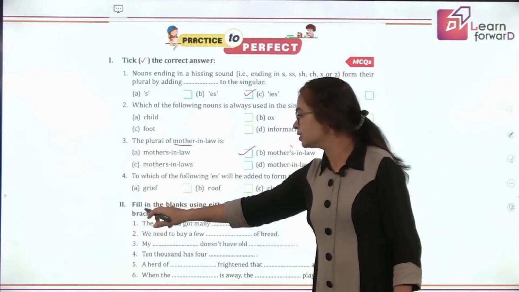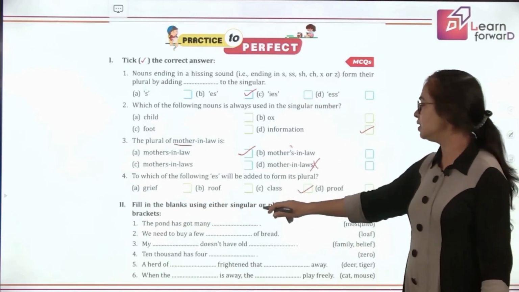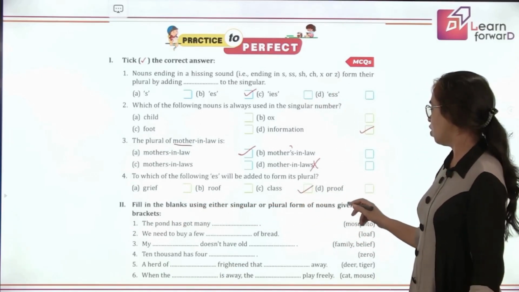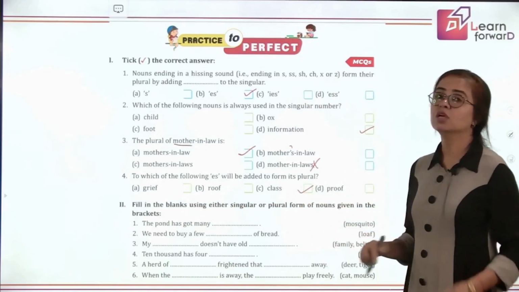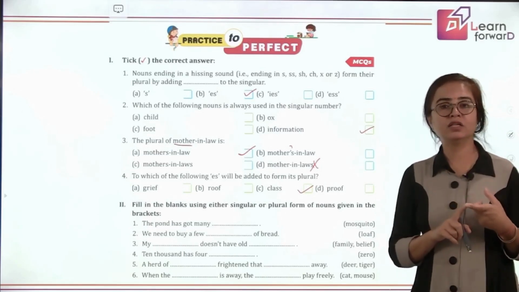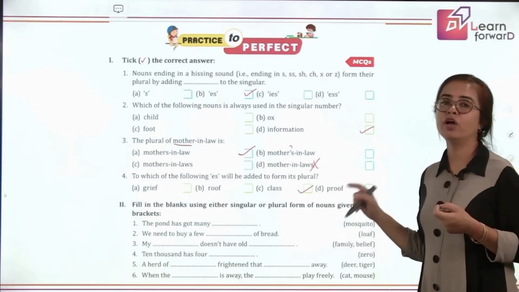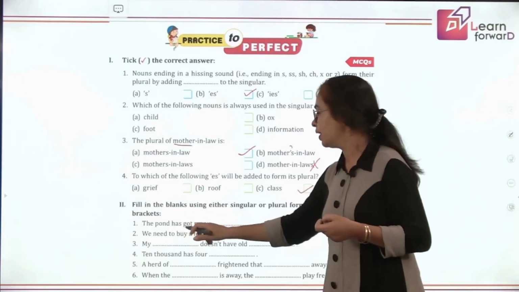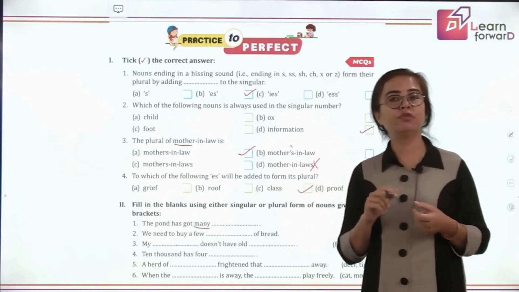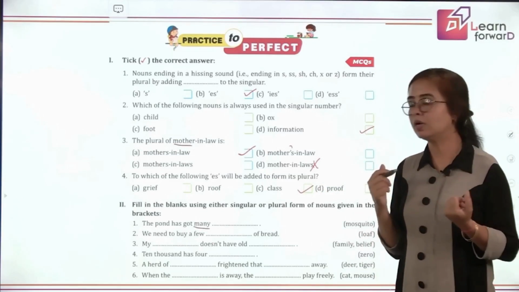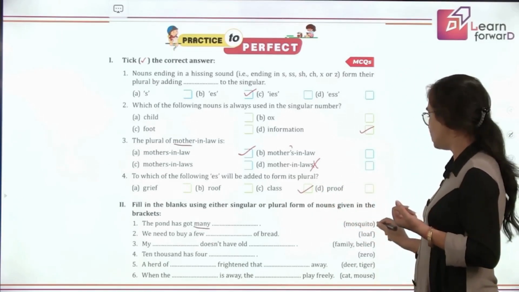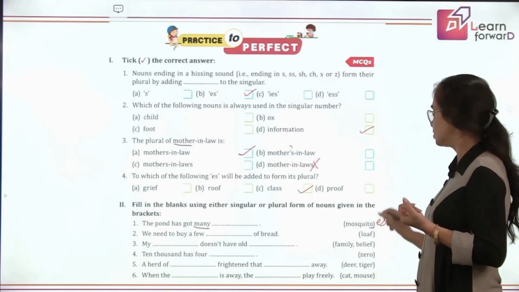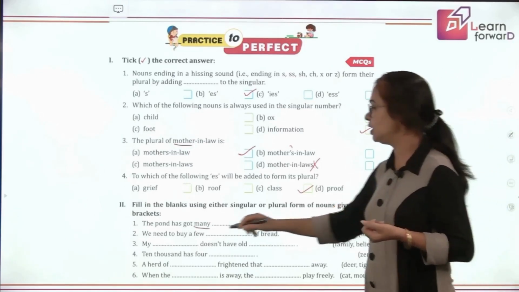Now coming to the next exercise, fill in the blanks with either the singular or plural of the nouns given in the brackets. We'll be careful whether it will take singular form, or if it needs plural, we'll first change it into plural. The pond has got, see, I'm talking about many, so it will be plural. So it has got many mosquitoes. It's the magical ending sound, so es will be added.